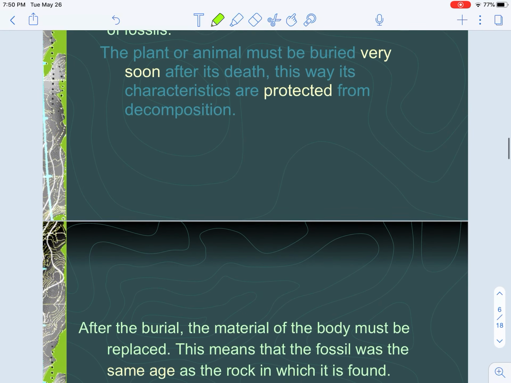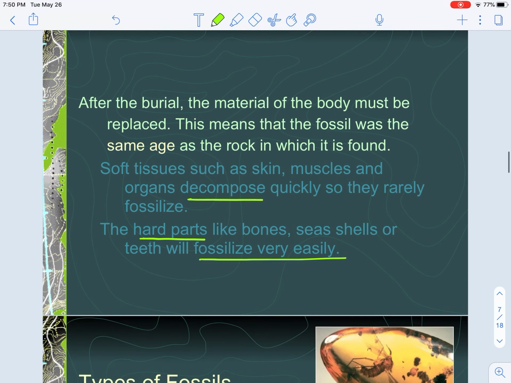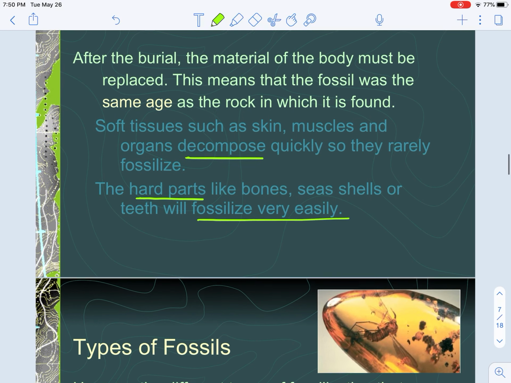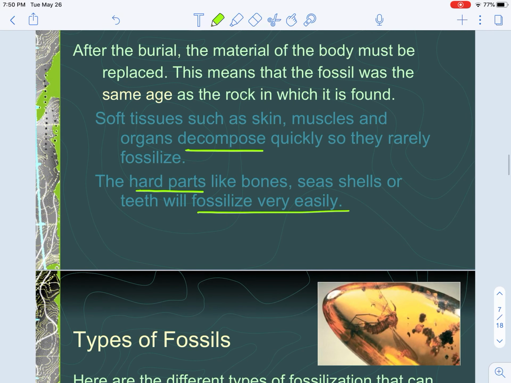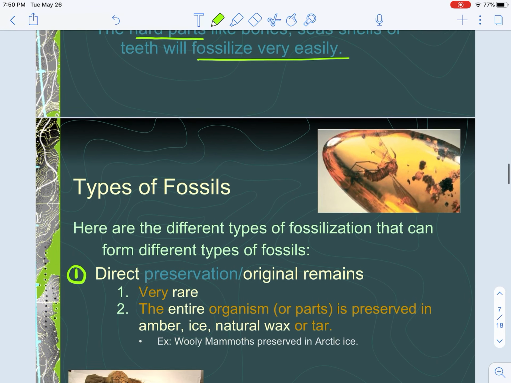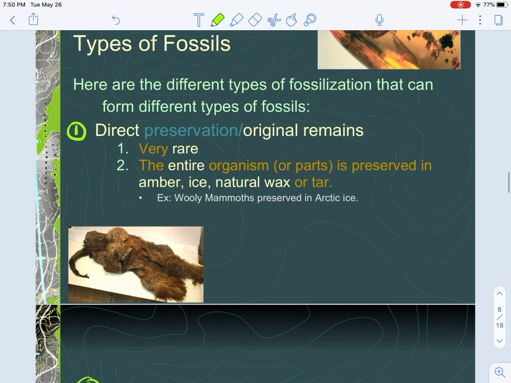So in order for a fossil to be formed, that plant or animal has to be buried right away after it has died. So then what happens is the material in its body is going to be replaced when it decomposes. Then the hard parts, like the bones or the shells or teeth, will be fossilized.